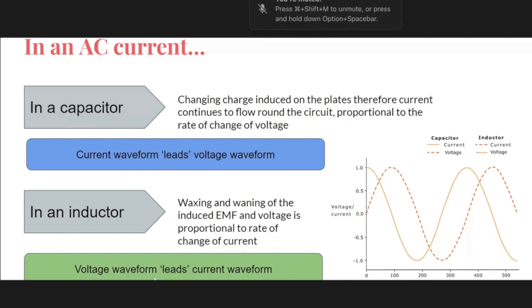Okay, cool. Yeah. So basically, it's a bit of a confusing concept, but I think it's easier just to think capacitor: in a capacitor, the current waveform would lead the voltage waveform.